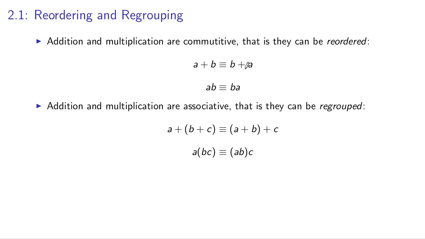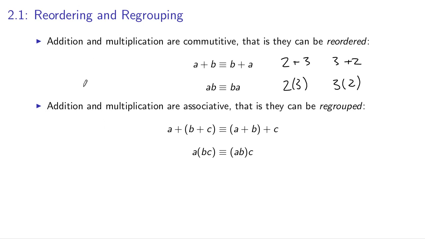In other words, it's equivalent to write a plus b or b plus a. And this is by definition of addition. 2 plus 3 is the same as 3 plus 2. The sums are commutative, or in other words, they can be reordered. Same with multiplication. 2 times 3 is the same thing as 3 times 2.